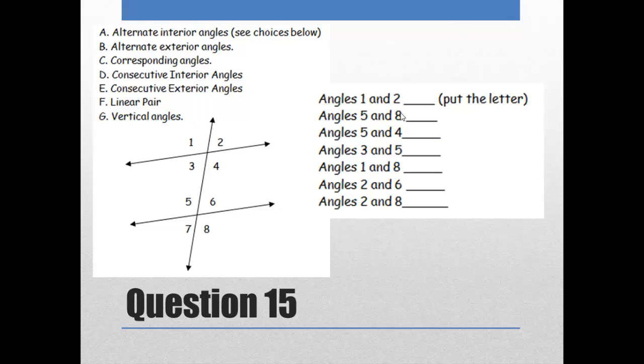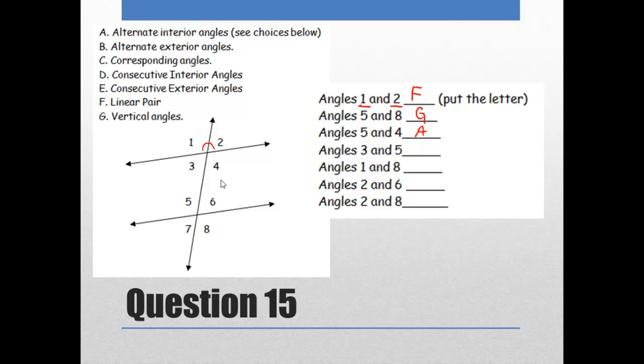Alright, so we are saying what these angles, what their relationship is. So angle 1 and 2, well, they are right next to each other. They're adjacent and supplementary, so we would say that they are a linear pair. 5 and 8, well, look at that. They're opposite of each other, and they are vertical angles, G. 5 and 4, well, they're both interior angles, and they're opposite the transversal, so we would call them alternate interior. So that's going to be A.